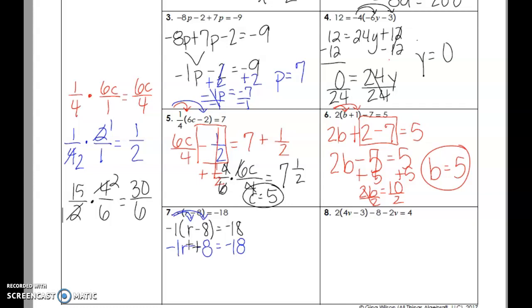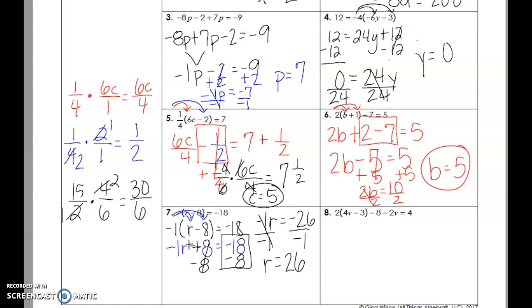Now, we have to get rid of +8, so we're going to subtract 8 from both sides of our equation. So now we have negative 1r equals negative 18 and negative 8. My signs are the same, so I add. When I add 18 plus 8, that gives us a negative 26. The opposite of multiplying by negative 1 is to divide by negative 1. When I divide negative 26 by negative 1, that leaves me with positive 26.